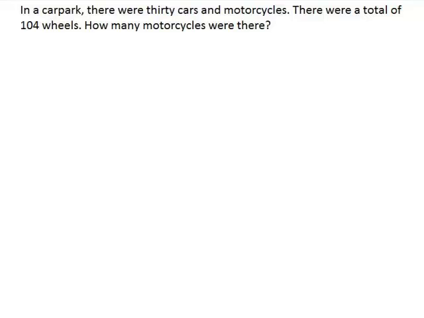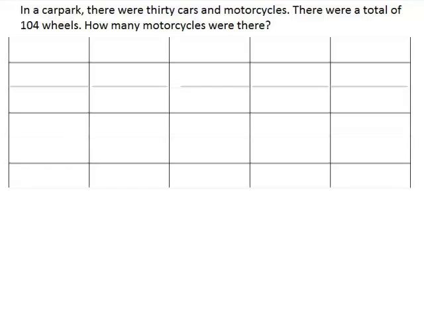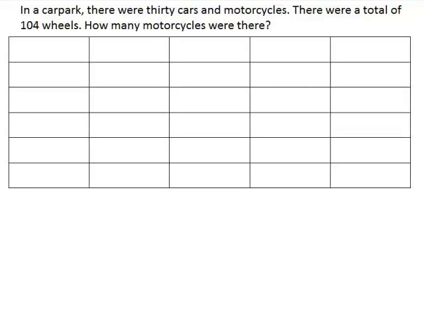For guess and check, we will need a table. We will need a table with 5 columns. In the first column, we will write number of cars. In the second column, we will write number of wheels. These will be the wheels for the cars.